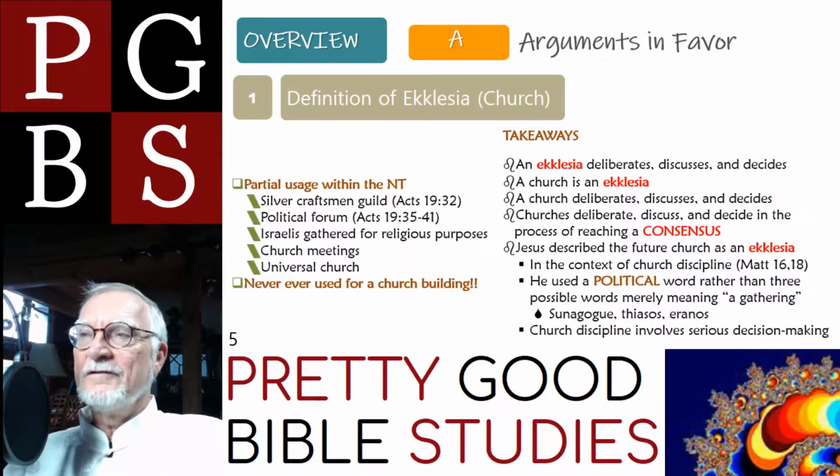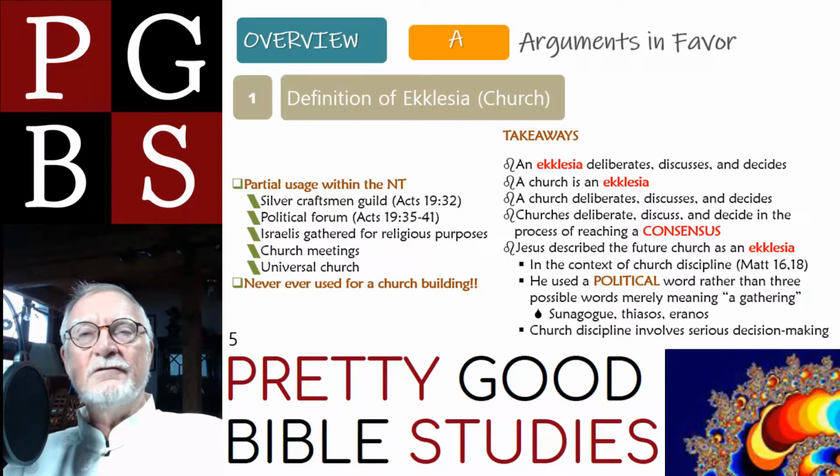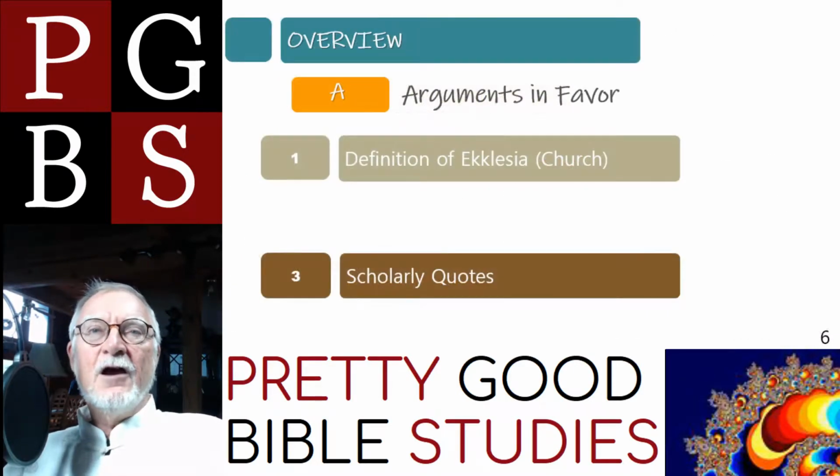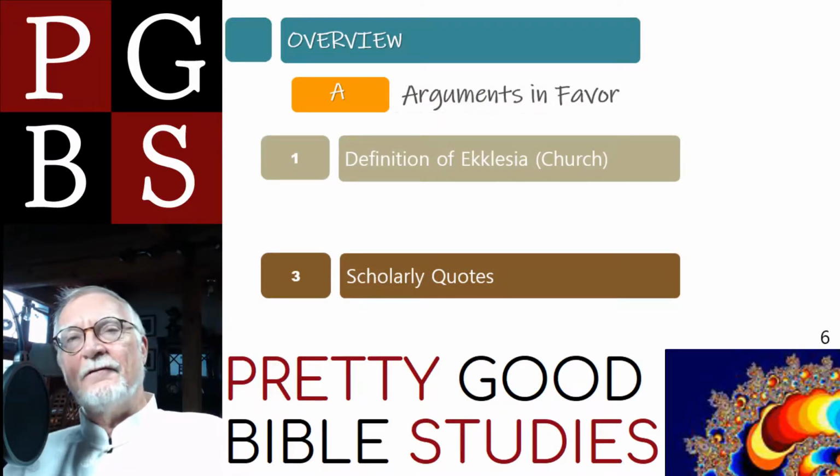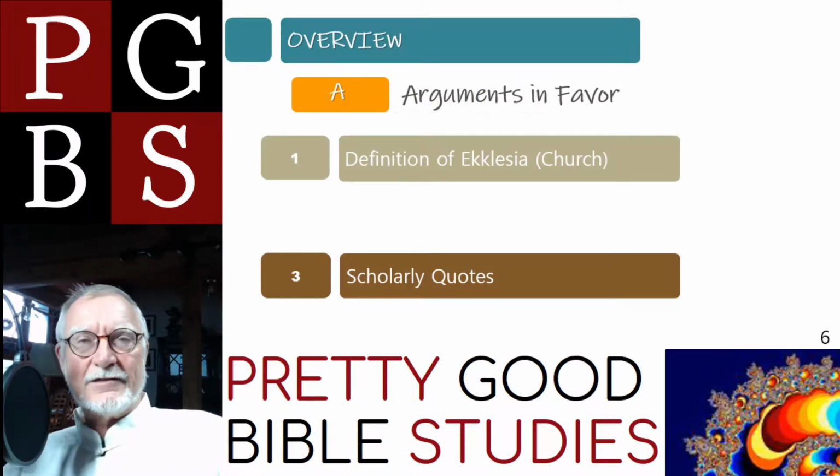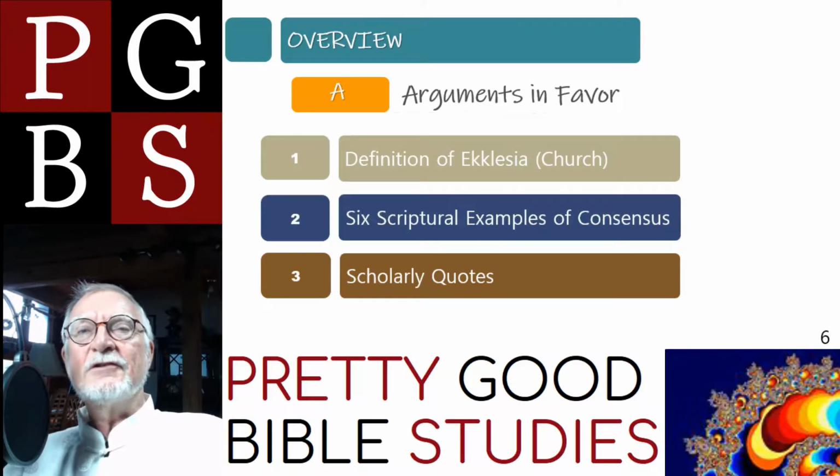Last takeaway. Church discipline involves serious decision making. Of course, that's a very serious decision. And Jesus used a political term that connotes political decision making, ekklesia. All right. The definition of church lends itself to the idea of the church as a political decision making body using consensus. Now let's look at 6 scriptural examples of consensus.